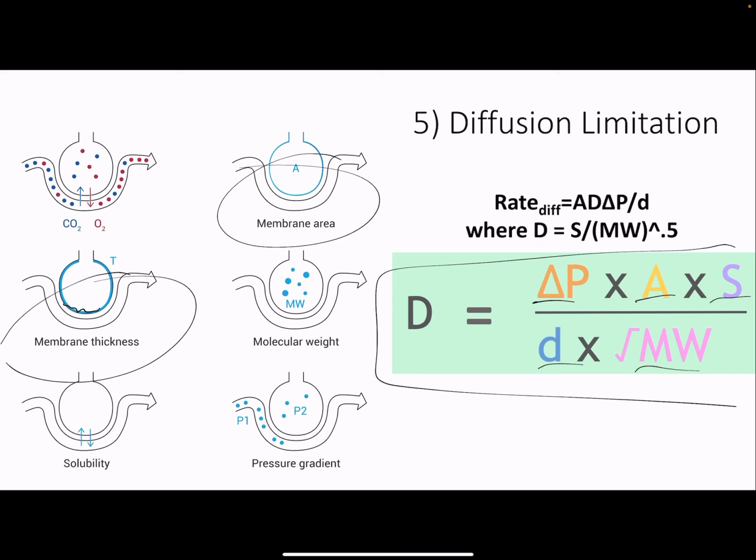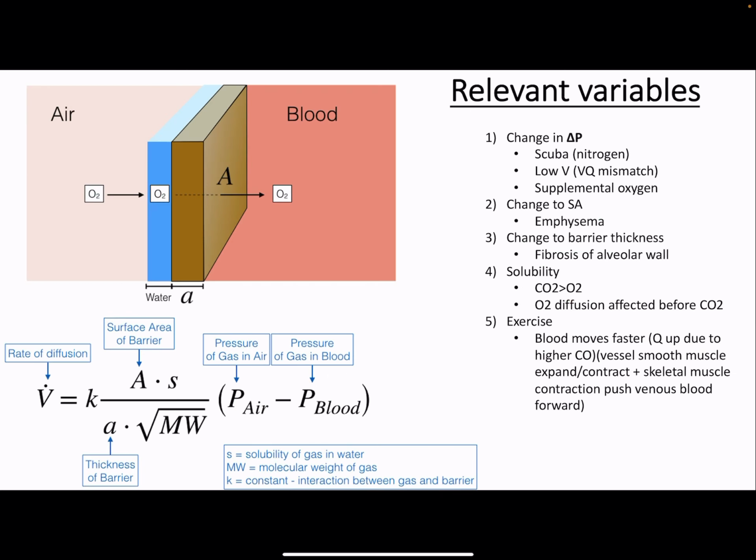They don't get through the membranes as well. So higher molecular weight means I should have a lower diffusion. Higher solubility means it can get through and get into the blood more easily, so that's going to increase diffusion. And a stronger pressure gradient is also going to push things through. That's going to increase diffusion. All of these are perfectly mirrored in that formula.